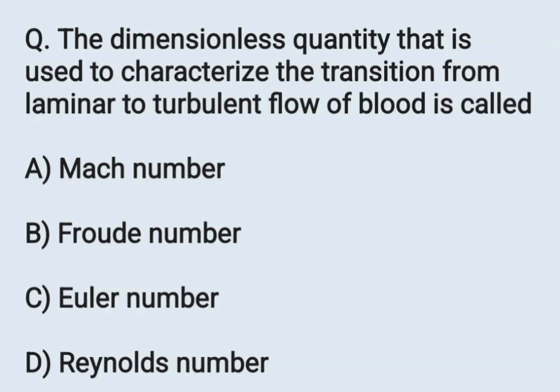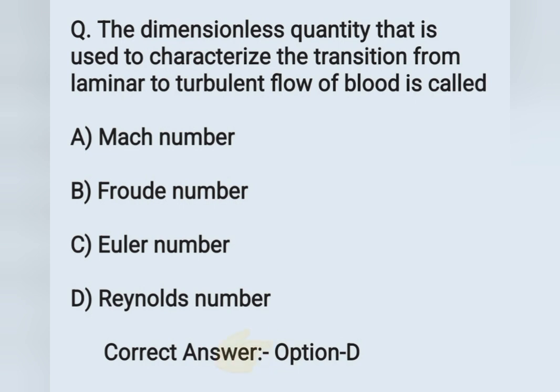And the next question is, the dimensionless quantity that is used to characterize the transition from laminar to turbulent flow of blood is called. Options: option A Mach number, option B Froude number, option C Euler number, option D Reynolds number. And the correct answer is option D, Reynolds number.